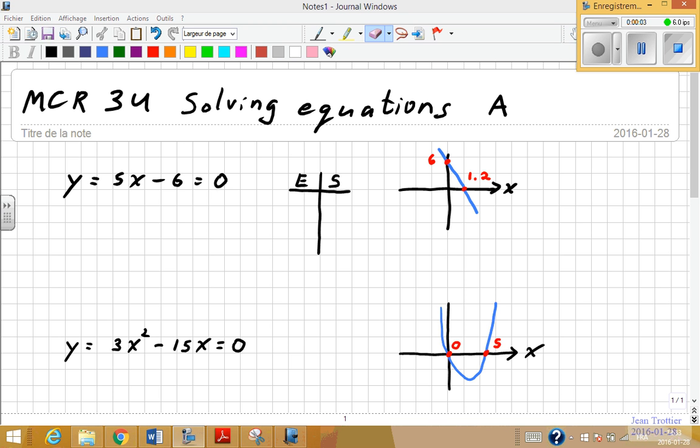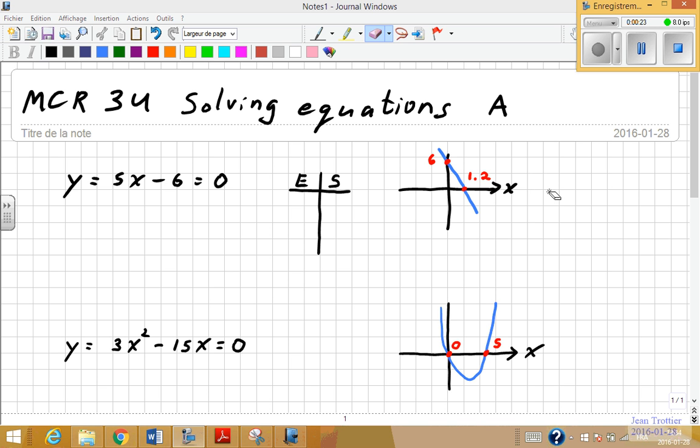Okay, so for math, grade 11, we'll be doing a few examples of how to solve equations. First, we'll see what it means to solve an equation. So look here, we have 5x minus 6, and we add equals 0. The reason we solve with equals 0 is that on a graph, it's really easy to find that value.